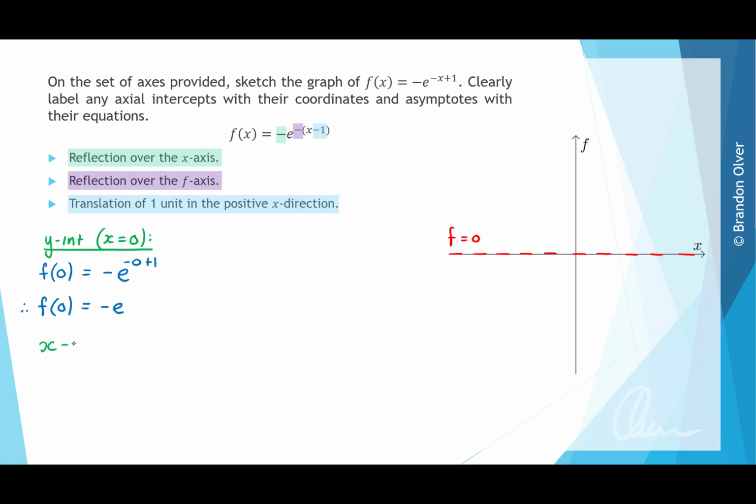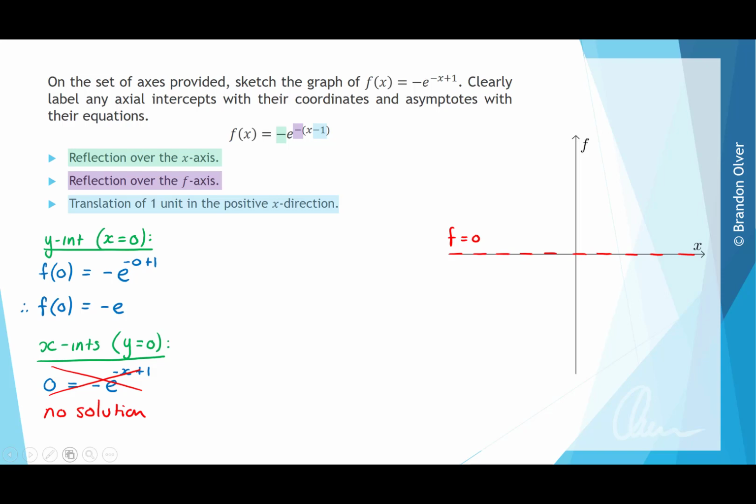Next, we can find the x-intercepts of the graph if they exist, and that is going to occur when y is equal to 0 in our rule. So this will give us 0 is equal to negative e to the negative x plus 1. However, there's no power that we can raise e to that will give 0 as a result. So that means that there's no solution, which also means that there's no x-intercept. And that makes sense because we have an asymptote in that position.